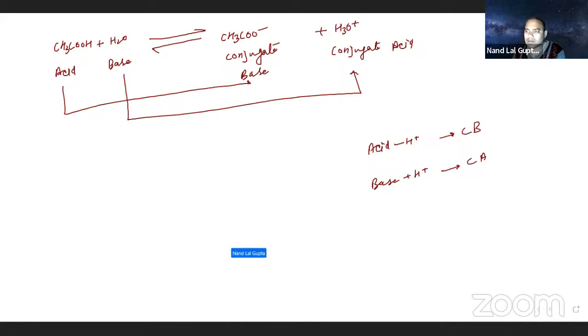Concept must be clear. Is it okay? Yes, sir. Now go for the next one. I am giving you the species, and you need to write the conjugate acid and the conjugate base.